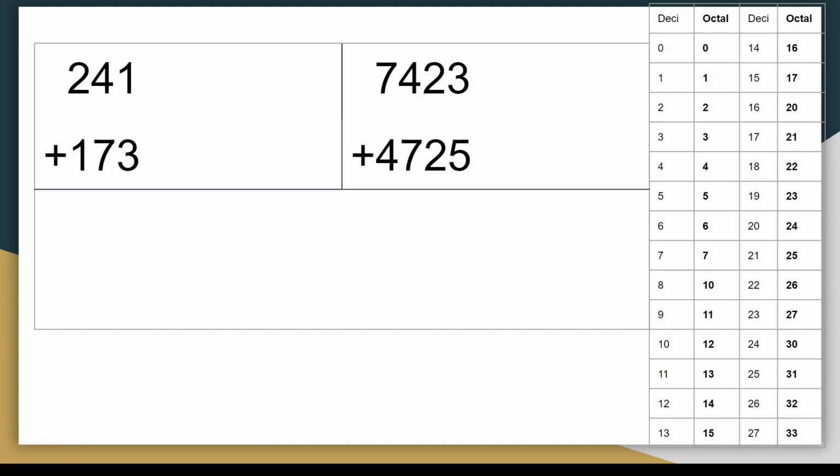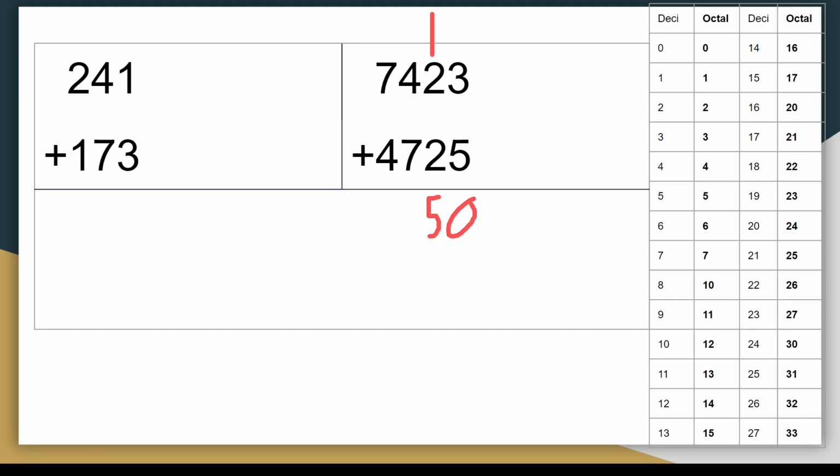7423 plus 4725 octal. So 3 plus 5 would normally be 8, but we skip 8 and 9, so it'll actually be 10. But it's not 10 exactly, it's 1, 0, since 10's value in decimal is actually 1, 2 in octal. So we put a 0 down here and a 1 up there. So 1 plus 2 plus 2 was 5, that's normal.